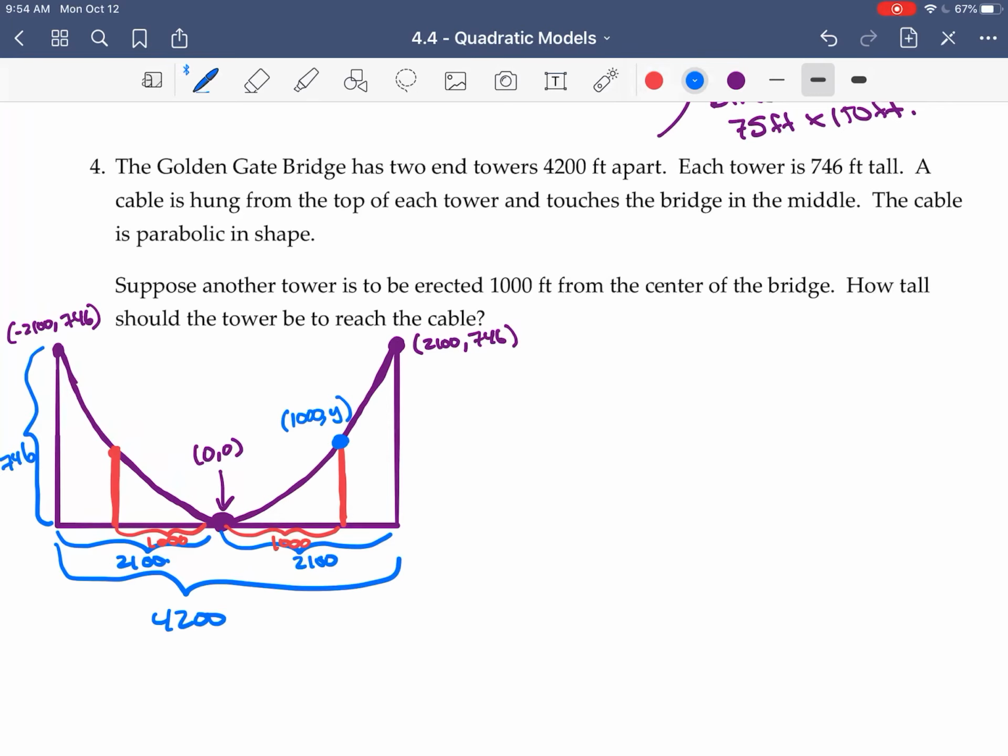Okay, so I'm going to leave that for you, but that's sort of the picture, and I think the easiest thing to do is to plot the vertex in the center. It's going to make your formula a bit easier to work with. Okay, so take a shot at that. Try and find the height of this tower here. So those are some models that involve quadratic functions.